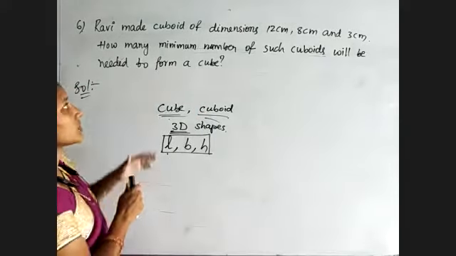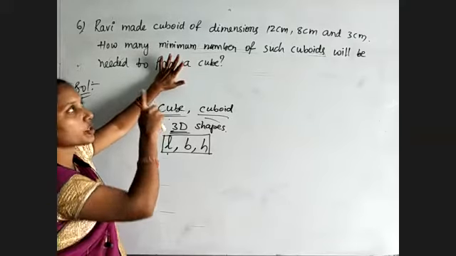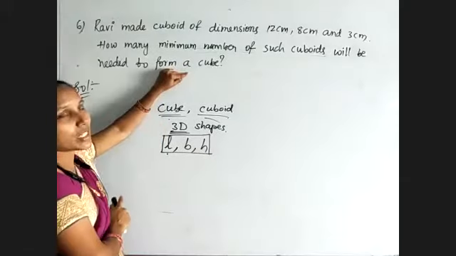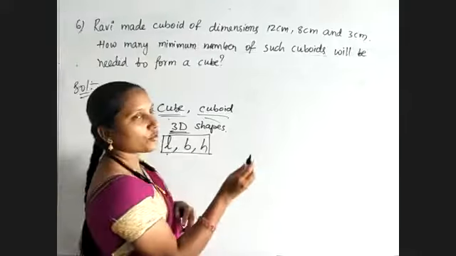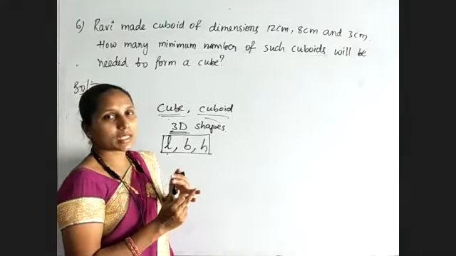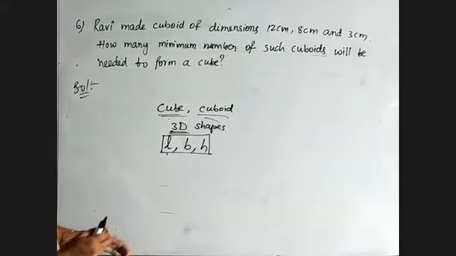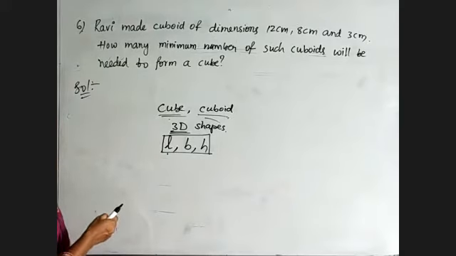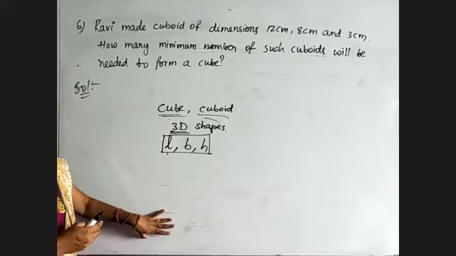All those are examples for a cuboid. Now coming to this question: Ravi made a cuboid of given dimensions. How many minimum number of such cuboids will be needed to form a cube? In case of a 2D shape, like a rectangle or square, there are only 2 dimensions. Observe this board: length and breadth, only these two are there. On the back side, there is no other direction, no third dimension. So the board is a 2D shape. It is an example for a rectangle.